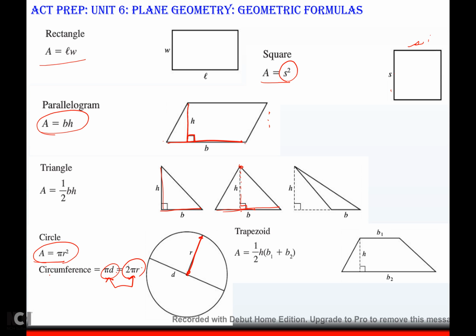A trapezoid, just like we learned not too many days ago, has one pair of parallel sides and the other sides are not. So to get the area of a trapezoid, you take 1/2 times the height, and again, the height is not one of the sides. It has to be the perpendicular distance between the two bases, and then you add these two bases together, and there's your formula for area of a trapezoid. Okay?